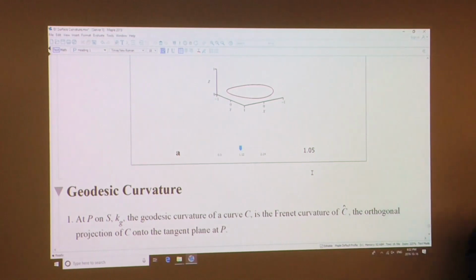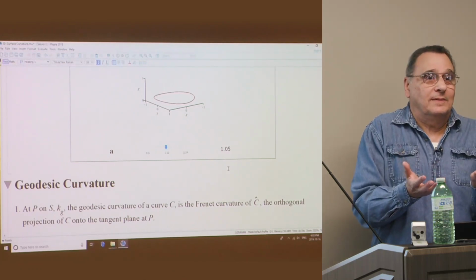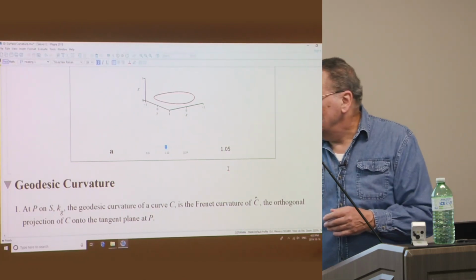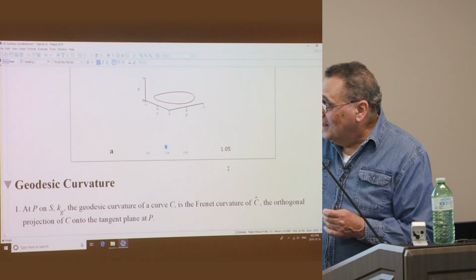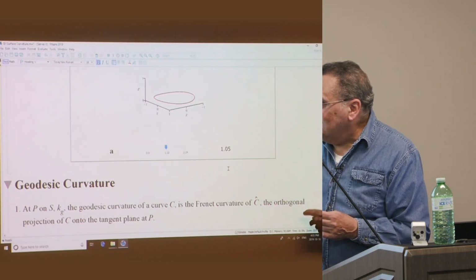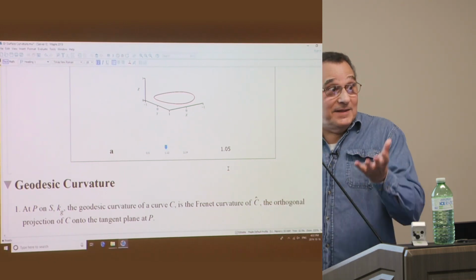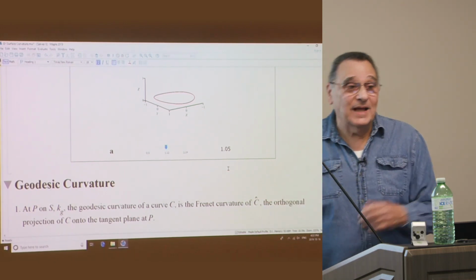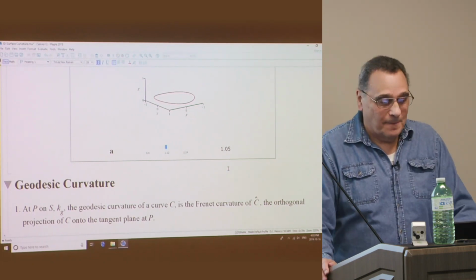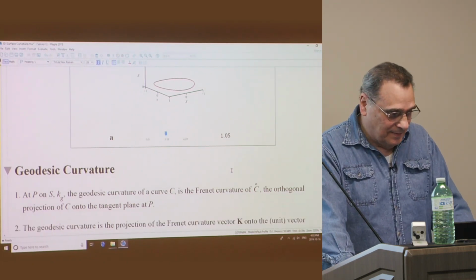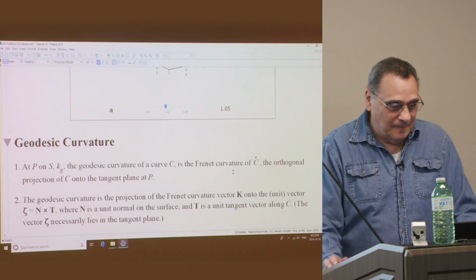You have a curve C in the surface. Project that to the tangent plane. So take the curve on the surface and project it to the tangent plane. Okay? Get the Frenet curvature of that curve in the tangent plane. That's called the geodesic curvature. That's one description.